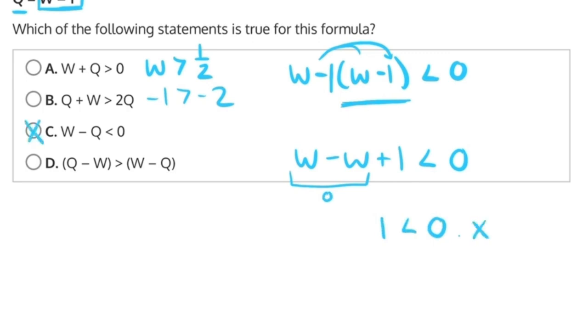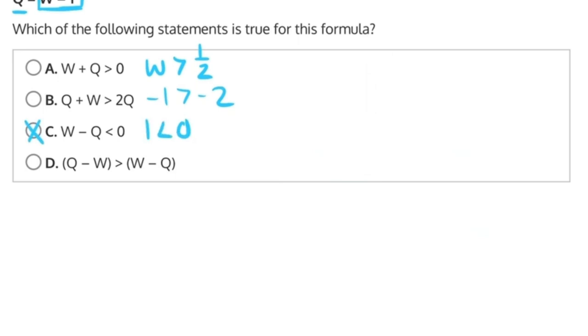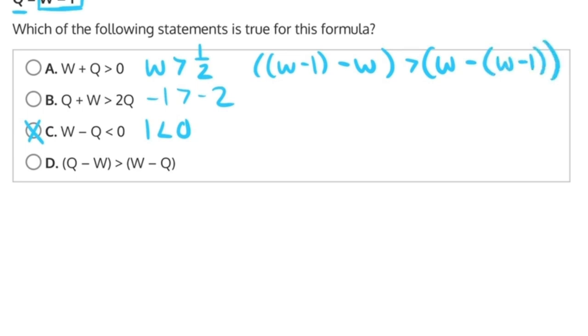And finally, for answer choice D, we have q, which we know to be equal to w minus 1, minus w is greater than w minus q, which we know is equal to w minus 1. Now let's start to simplify. In this first set of parentheses, we'll have w minus 1 minus w is greater than w. If it exists in math, there's always one of them. So we'll put a 1 out here and do distributive property. Negative 1 times w is negative w, and then negative 1 times negative 1 will give us positive 1.